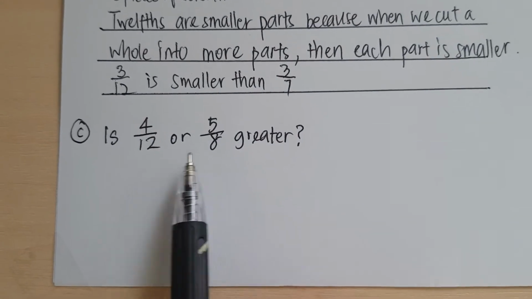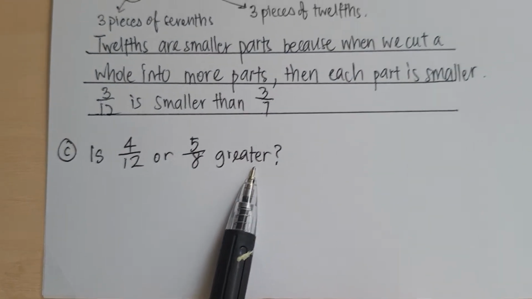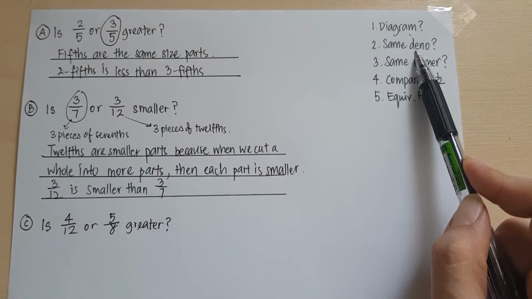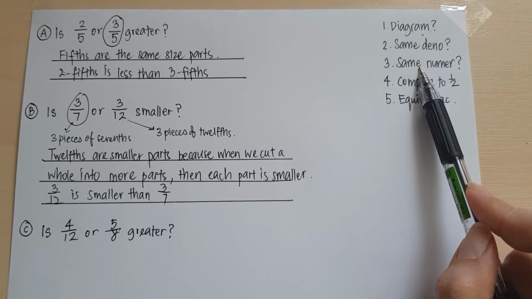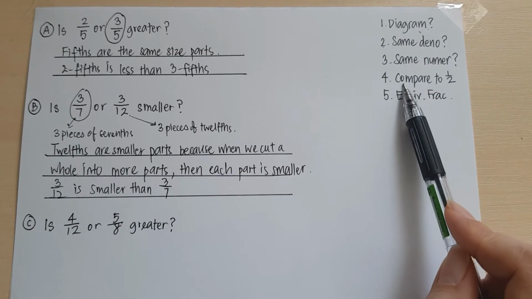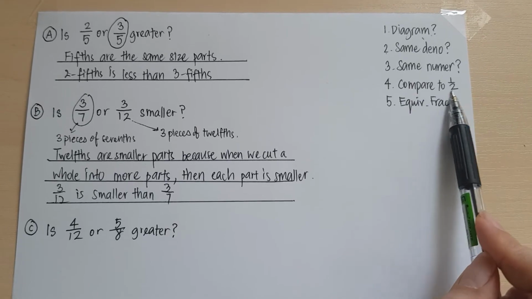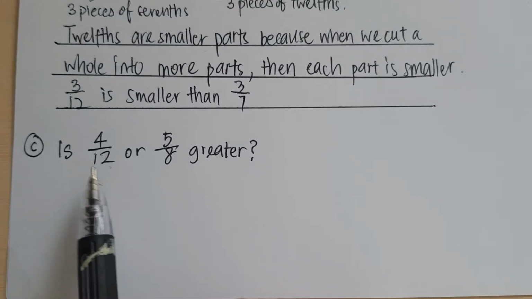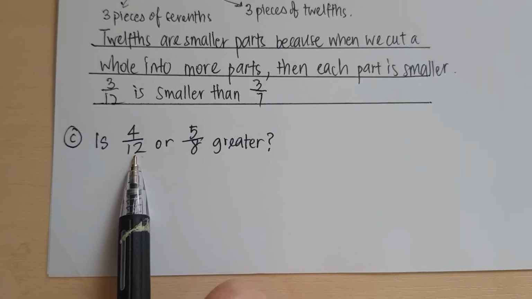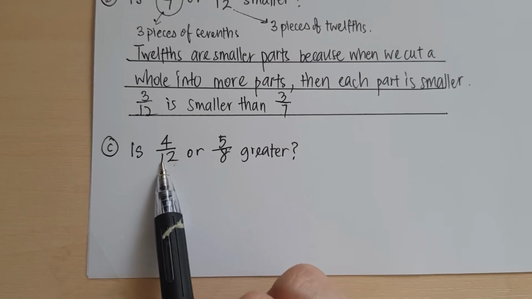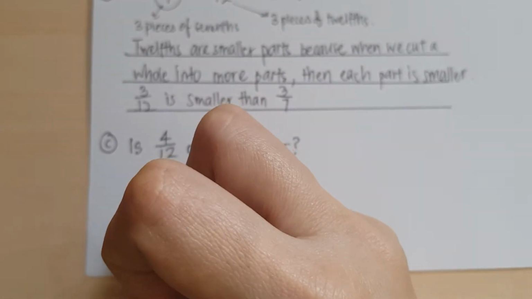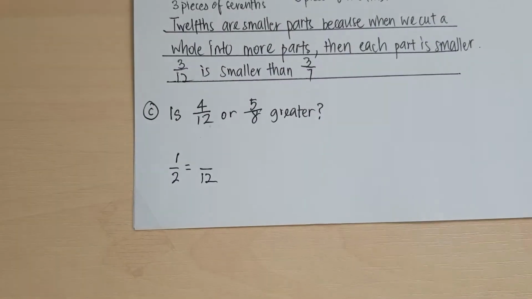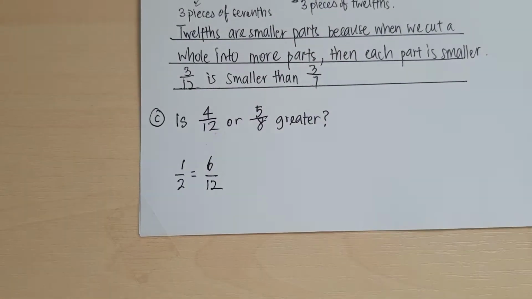Is 4/12 or 5/8 greater? Now let's go down our list. First, we have no diagram. Do they have the same denominator? Nope. Do they have the same numerator? Nope. And so I'm going to go to number 4, which is to compare to half. Now let's look at 4/12 and compare this to half. Now I have to think to myself, if my whole is cut into 12 equal parts, what would a half be equivalent to? If there were 12 equal parts, half would be the same as 6/12.